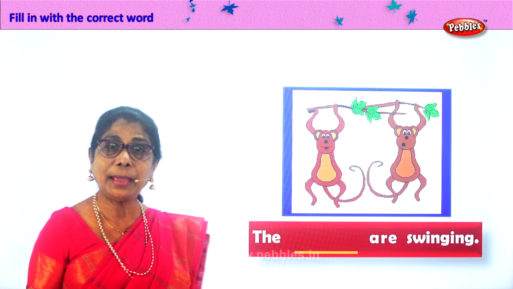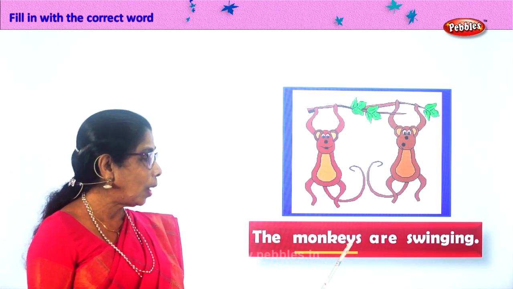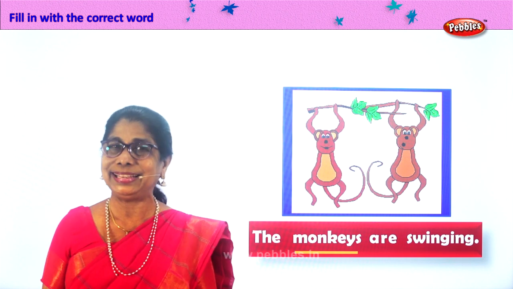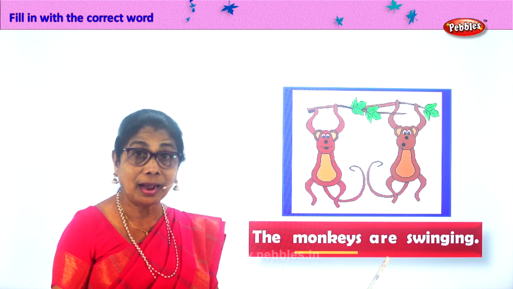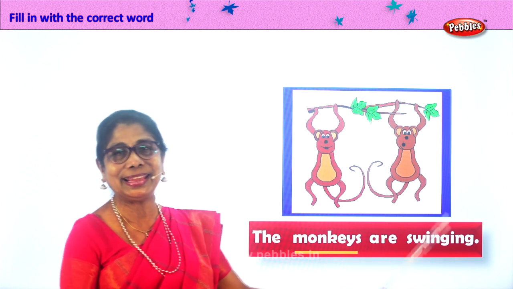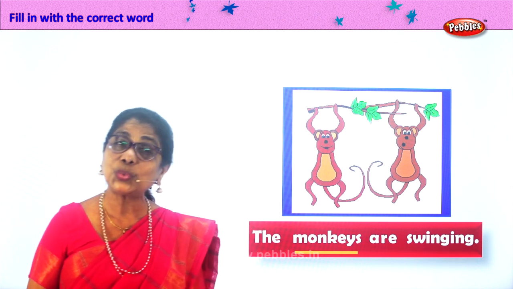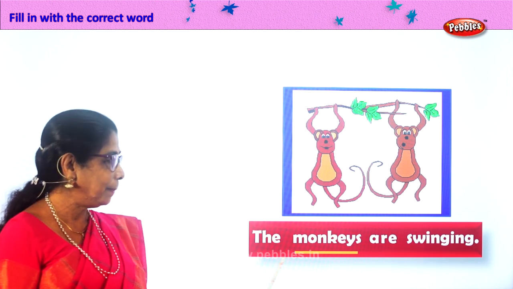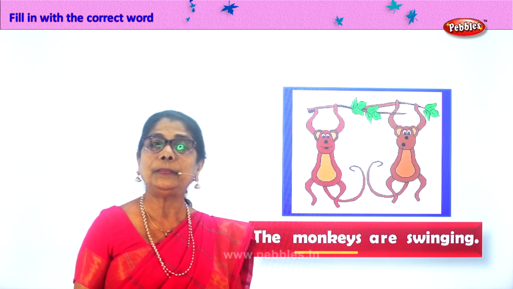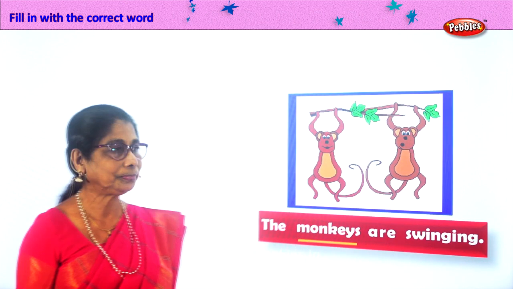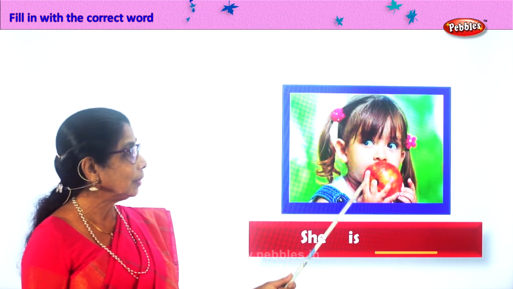So we put down the word here. Monkey. Spell M-O-N-K-E-Y-S. Monkeys. The monkeys are swinging. Oh, they're very happy. On the branch, they are swinging. The monkeys are swinging. Are you happy? Good. Let's look at another picture. And there's a word missing, we'll find.